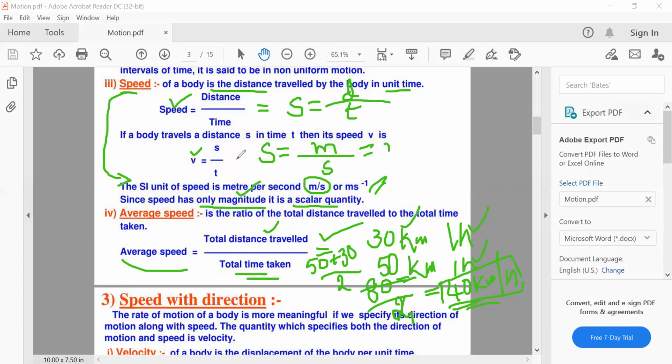Just go through the video once, right? The numericals on speed and average speed, we can deal with in the live class.